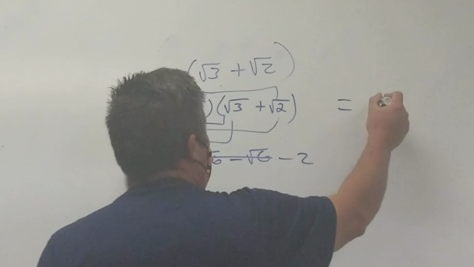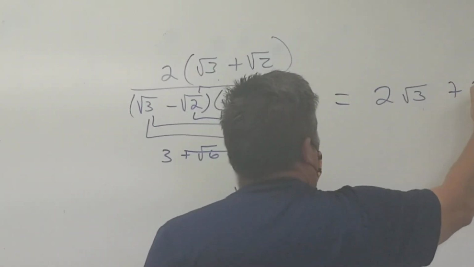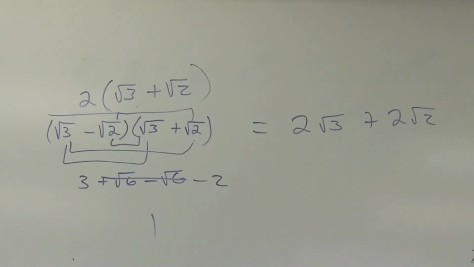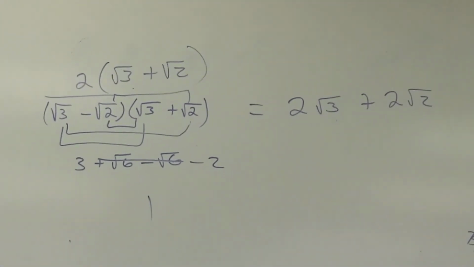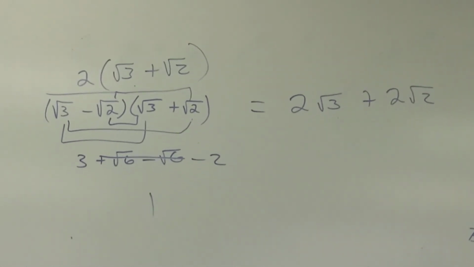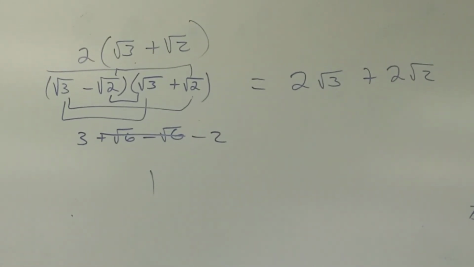So I really end up with what? This whole thing equals 2 roots of 3 plus what? 2 roots of 2. Can I multiply outside to inside? No, you can't mix the Democrats and the Republicans. You can't multiply the outside to the inside. Everybody got it? That's how you rationalize the denominator.